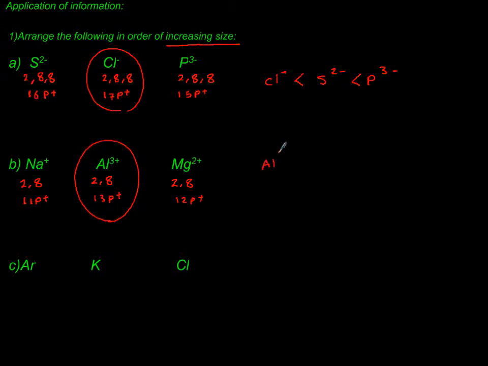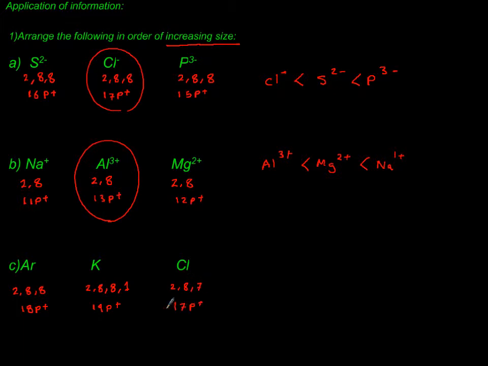So aluminum 3+ is the smallest, then goes magnesium, and finally sodium 1+ is the largest. Now let's look at atoms. For example, argon is a noble gas, 2, 8, 8, and it has 18 protons. If you look at potassium, atomic number 19, it is 2, 8, 8, 1, 4 shells, 19 protons. And finally, chlorine is 2, 8, 7, and it has 17 protons.